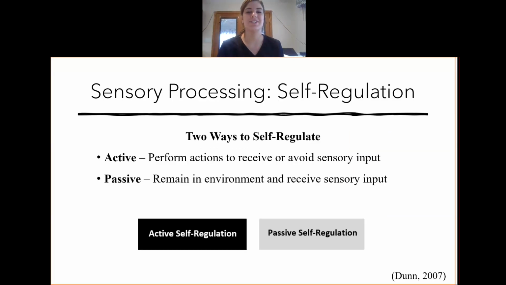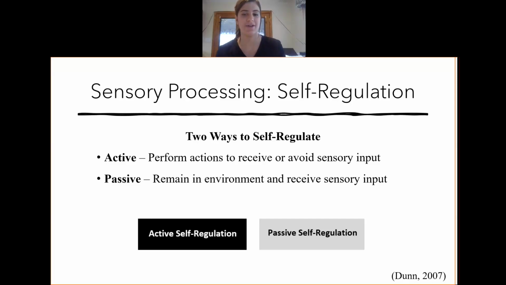Okay, moving on to the second factor, which we would need to consider when processing sensations, which is self-regulation strategies. There are two ways individuals self-regulate in regards to sensory input, which is either having an active strategy or a passive strategy. With an active strategy, individuals perform actions to either receive sensory input or avoid sensory input. An active strategy would be, going back to the spicy food example, I actively add spices until I get that spicy taste I'm looking for.